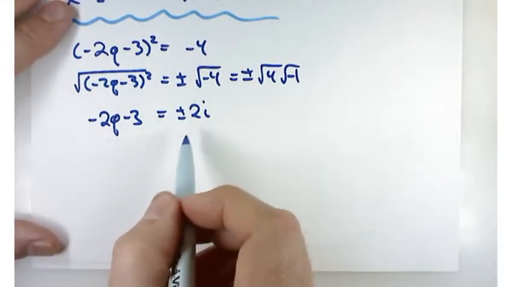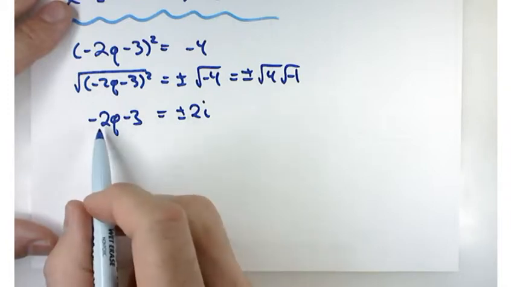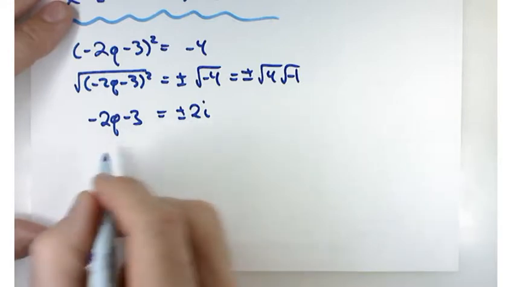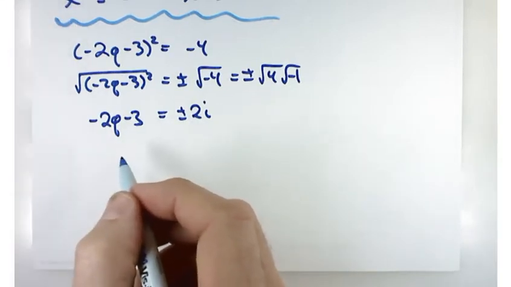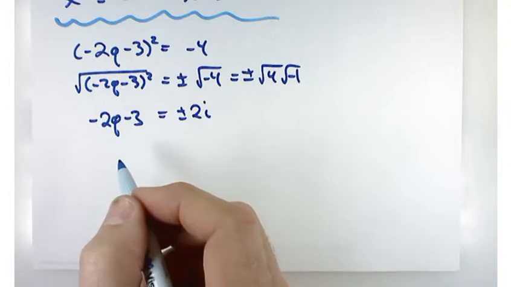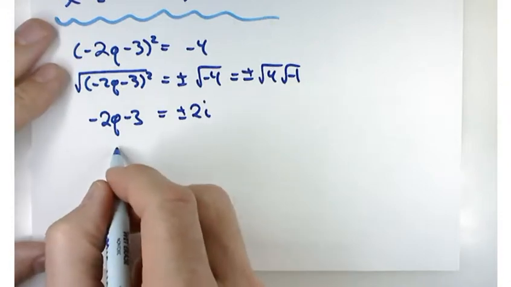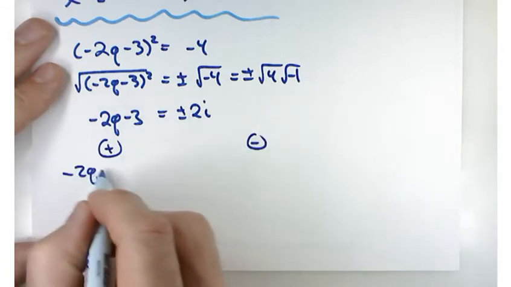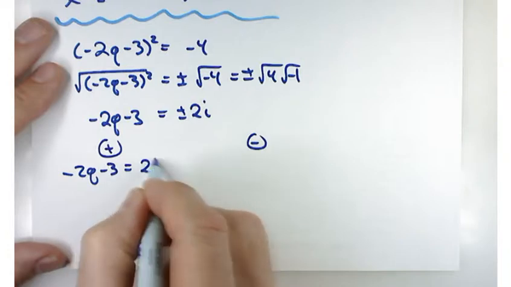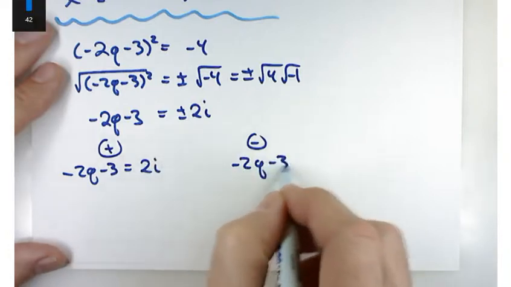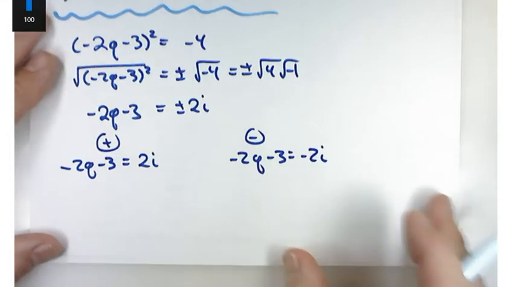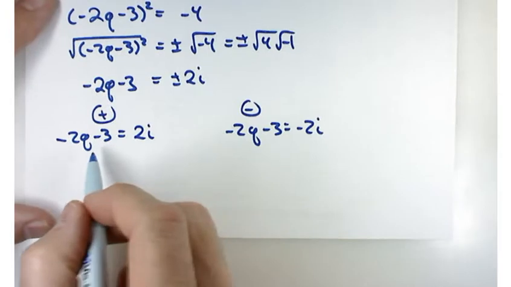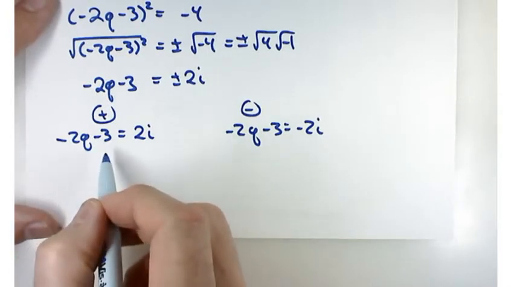So we've got two cases, really. You've got negative 2q minus 3 equals plus 2i or minus 2i. And it's kind of up to you. There's really a couple ways you could work on this one. Let me just do out the positive case and negative case as before. Negative 2q minus 3 equals 2i. Negative 2q minus 3 equals negative 2i. I need to solve for q in both of these.